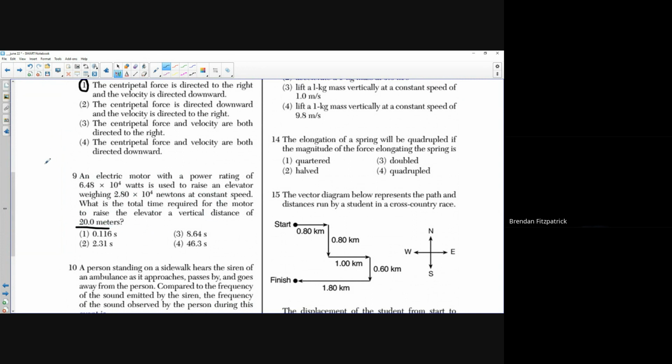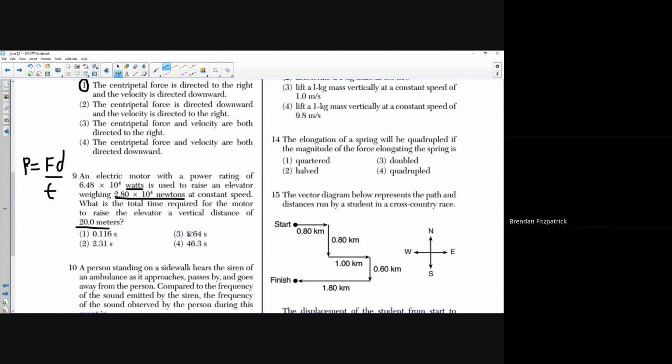So the equation that I want to use for number 9 is the power is equal to the force times the distance divided by time. So I have my power in watts, I have my force, and I have a distance, 20. So I just need to solve for t by doing the force, 2.8 times 10 to the 4, times the distance, 20, divided by the power, 6.48 times 10 to the 4.